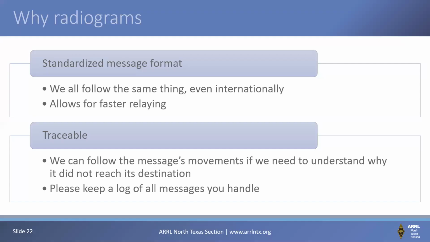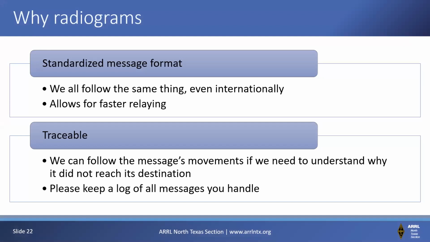And again, any questions, just throw them in there. So why radiograms? It's the same reason as the ICS 213, the general message form. It's the standardized message format that we're all using. So whether the radiograms are here in the US, or up to Canada, or across to Germany, it's the same form. And it allows us to effectively move the traffic across the board in a way that's traceable.